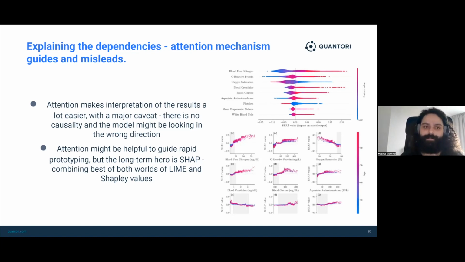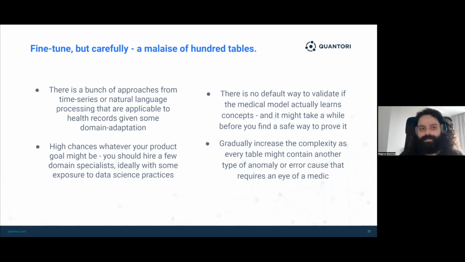And basically the last thing I would recommend in the end: there is a lot of fine tuning and it's very easy to screw up. There are just a bunch of approaches in NLP that you could reuse and adapt, but you need to be very careful. You need to have someone to critically assess that from a medical standpoint, because it's not as simple as with the language right at the moment. There are no predefined standards for that.